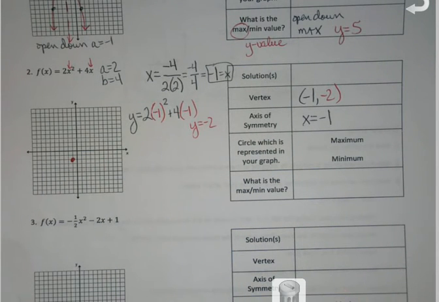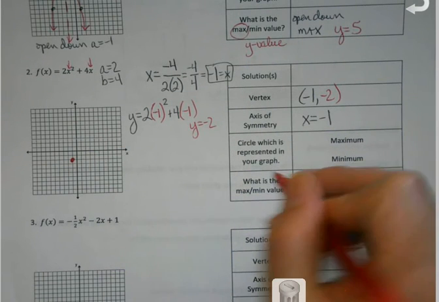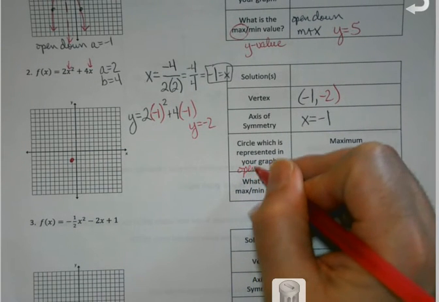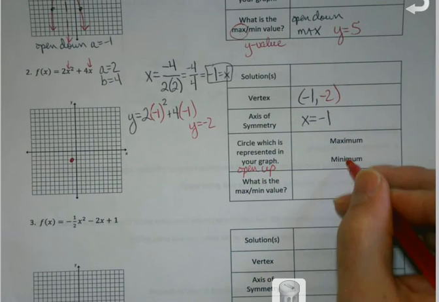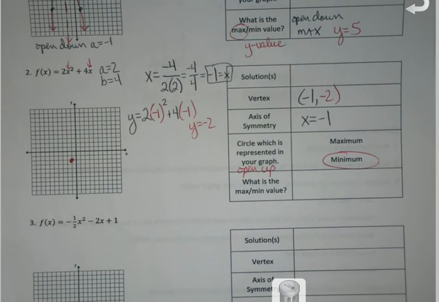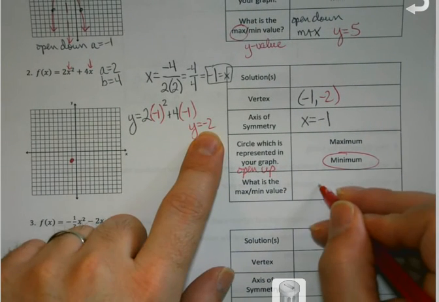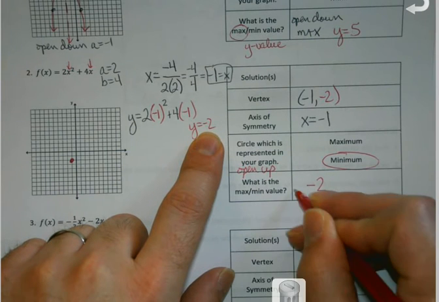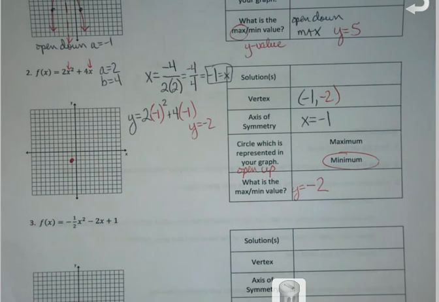If my a value is 2, which is positive, we're going to be opening up. So since we're going to open up, I'm going to have a minimum, and my minimum value will be that y value I just calculated.